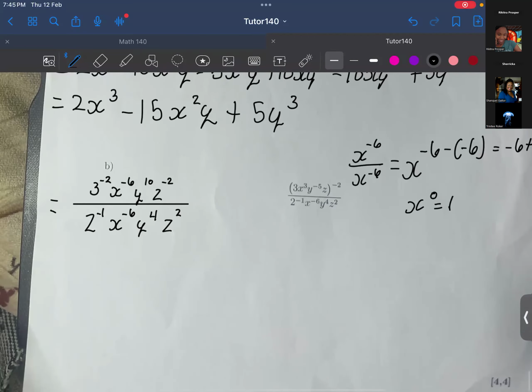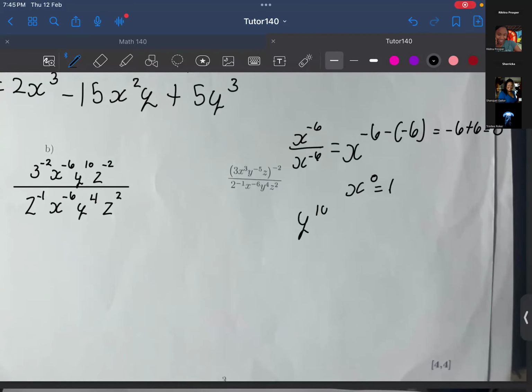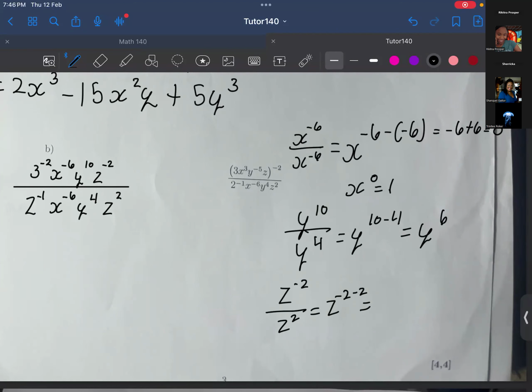Okay, and then y. So if you have y to the power 10 divided by y to the power 4, this is equal to y to the power 10 minus 4, which is equal to y to the power 6. Then z to the power -2 divided by z squared is just equal to z to the power negative 2 minus 2, which is equal to z to the power negative 4.